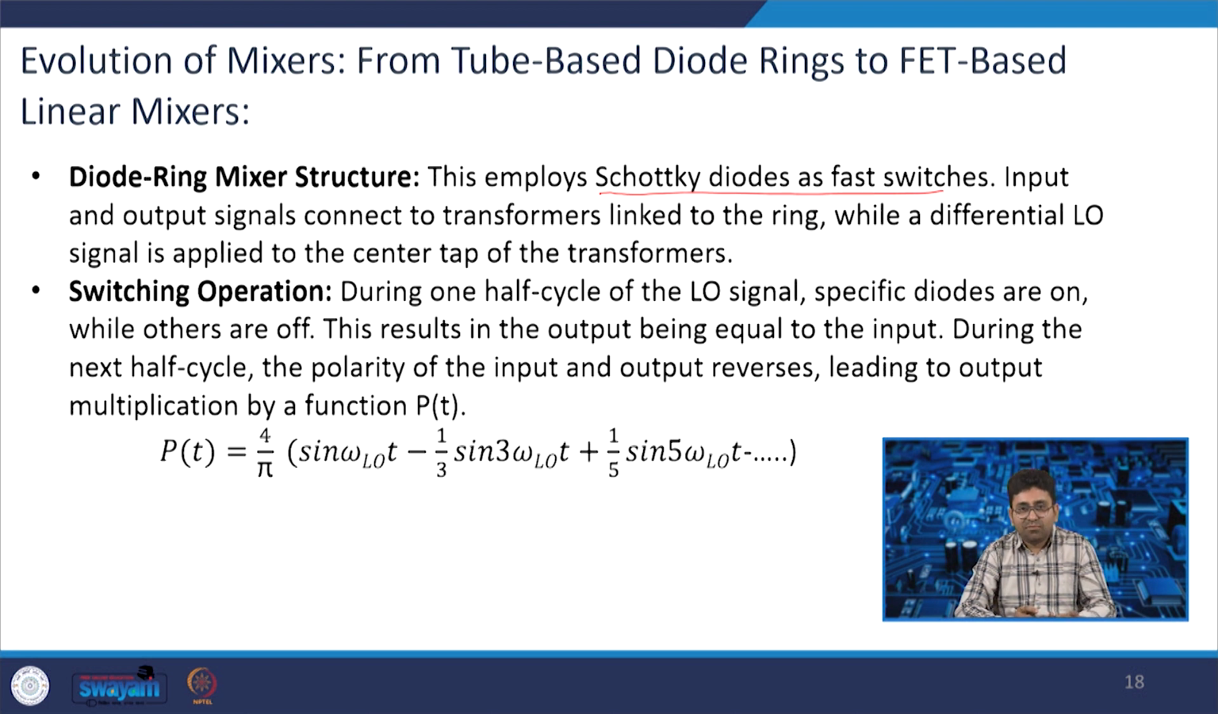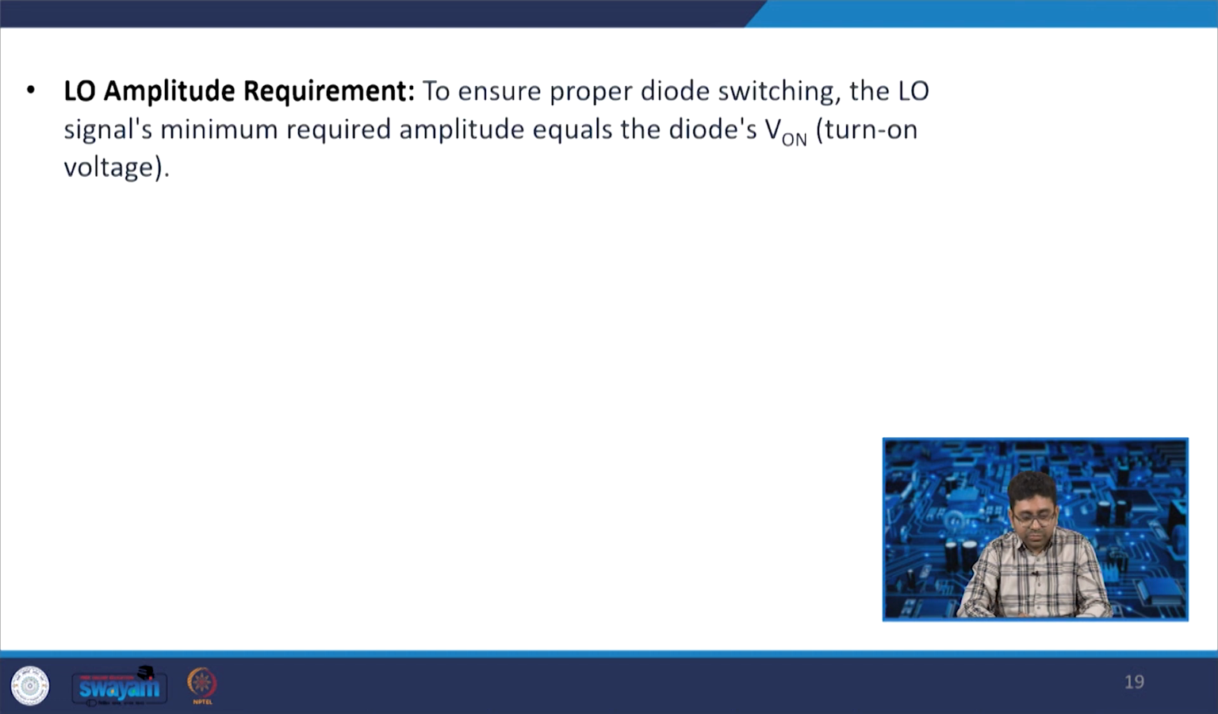So, we have already seen while discussing the FET based switching mixer that it is 4 by pi [sin omega_LO t minus 1 by 3 sin 3 omega_LO t plus 1 by 5 sin 5 omega_LO t]. Here, the LO amplitude requirement is to ensure proper diode switching: the minimum amplitude required to turn on the diode. The mixer output is 2 by pi A cos (omega_RF minus omega_LO) t.